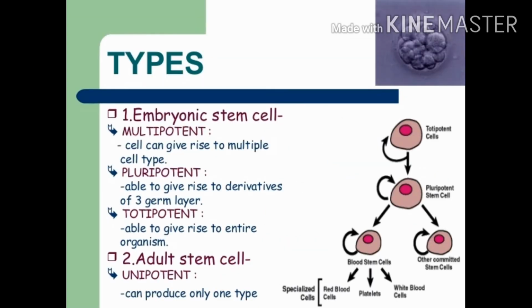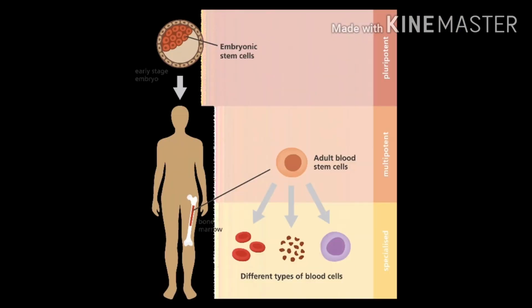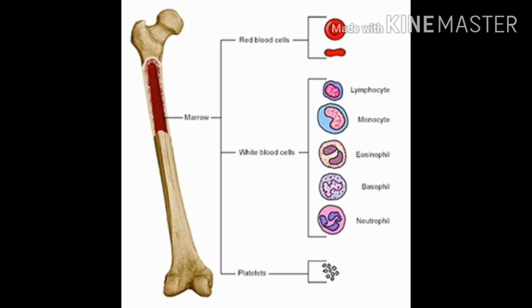The second type of stem cell is adult stem cell. These cells are obtained from the adult body either from the bone marrow or adipose tissue or blood. These stem cells can be used for regenerative therapy and organ transplantation. In the regenerative therapy, the stem cells are used to replace the dead cells.